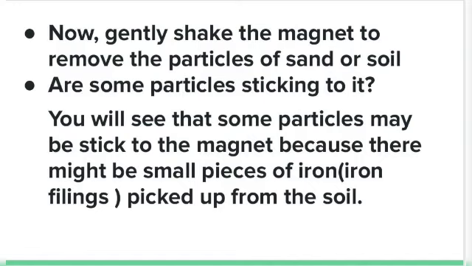You will see that some particles may stick to the magnet because there might be small pieces of iron, means iron filings, present in the soil, picked up from the soil by the magnet. If some iron filings are present in the soil, then they are attracted towards the magnet and stick to it. So this will show whether iron filings are present in the soil or not.